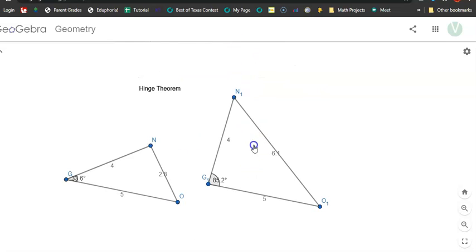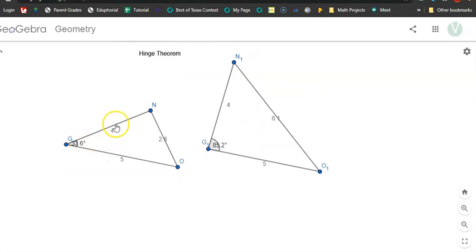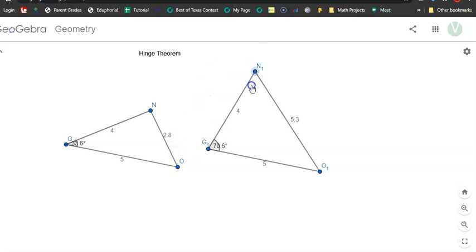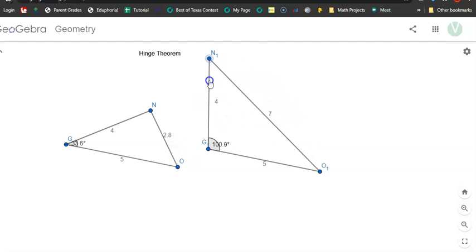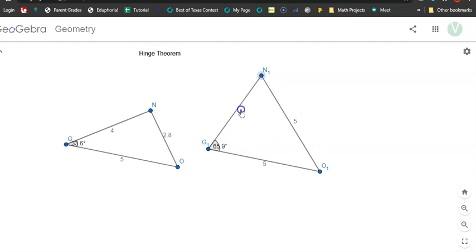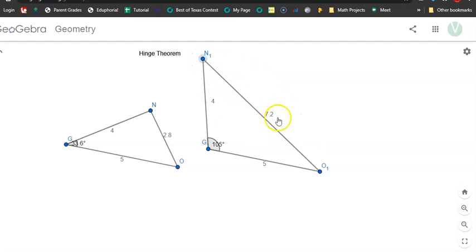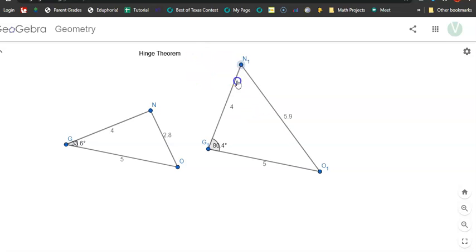Okay, so Hinge theorem. I have two sides of one triangle, 4 and 5, congruent to two sides of my other triangle, 4 and 5. And this angle is bigger than that angle, and therefore this third side is longer than the other side. All right? It's like a hinge. If it's on a hinge and it swings open, the bigger that angle is, the longer this side gets.